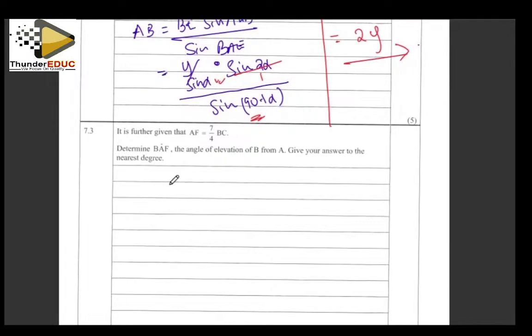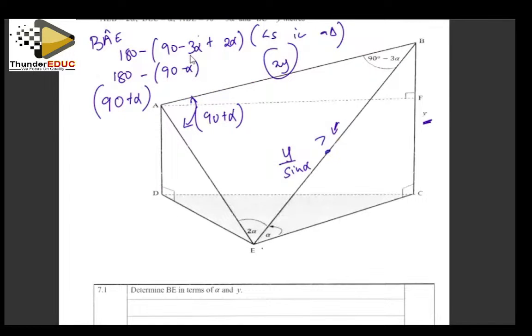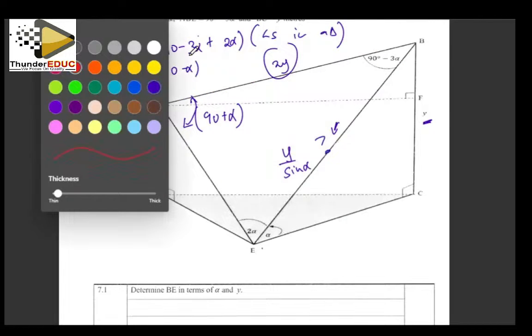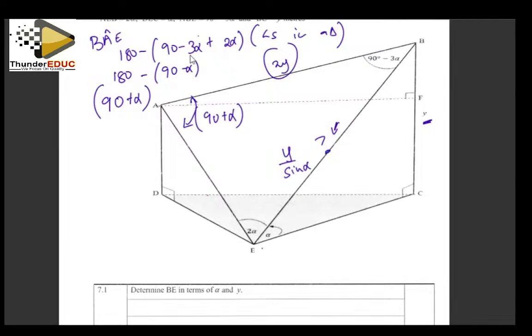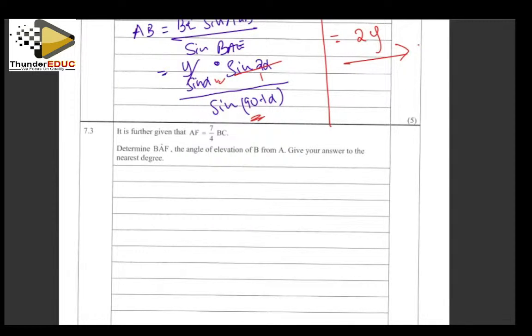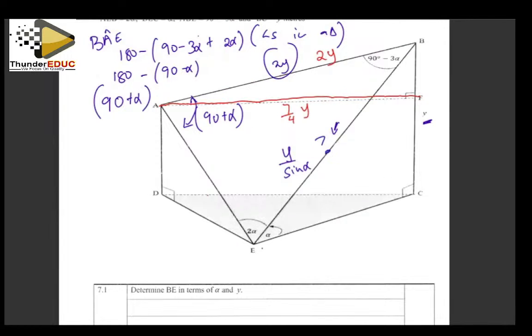Then 7.3. If it's further given that AF is 7 over 4 BC, let's do this. Where is AF? This distance here is 7 over 4 BC. What is our BC? Our BC is y. So this is 7 over 4 y. We just showed that AB is twice y. What is the question asking for? They want us to give the angle of elevation BAF, this angle here.